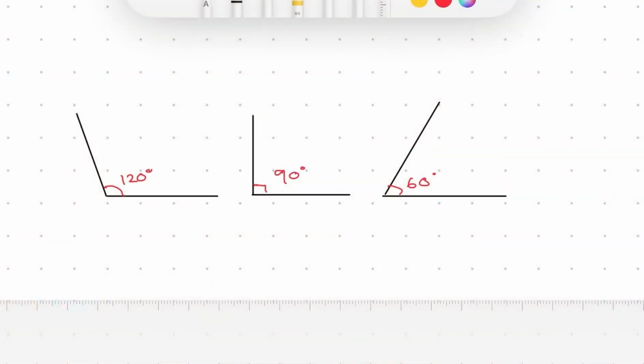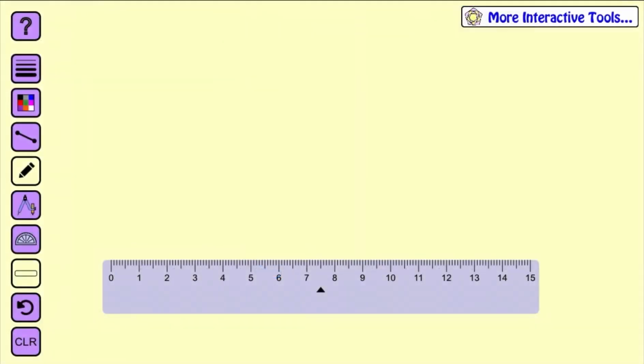An important thing to note is that 90 falls directly in between 60 and 120. In our previous videos, we learned how to construct these two angle measures using a compass. So 90 degrees just bisects the space in between 60 and 120. So let's construct a 90-degree angle.